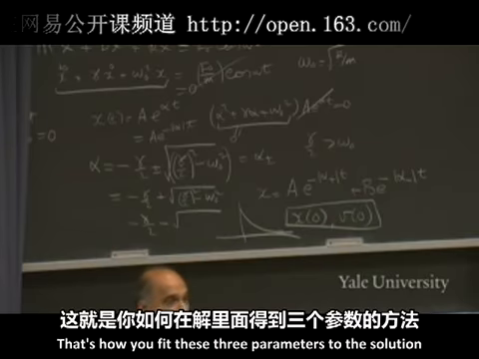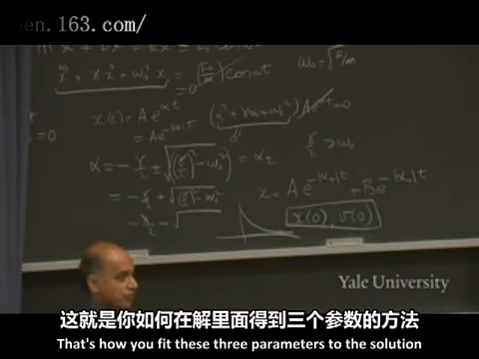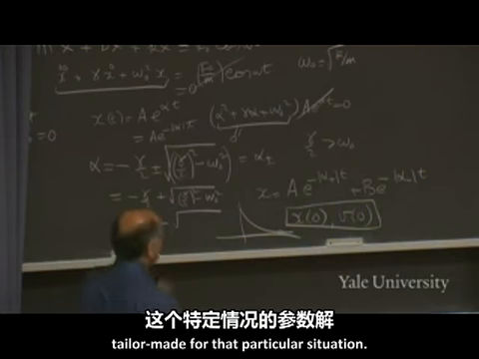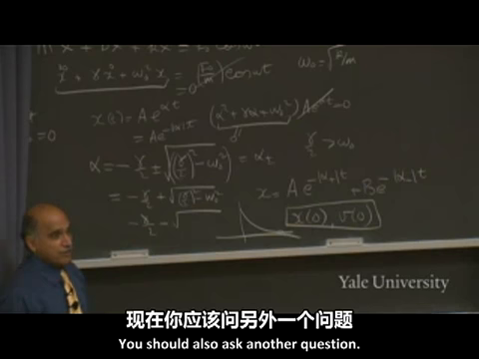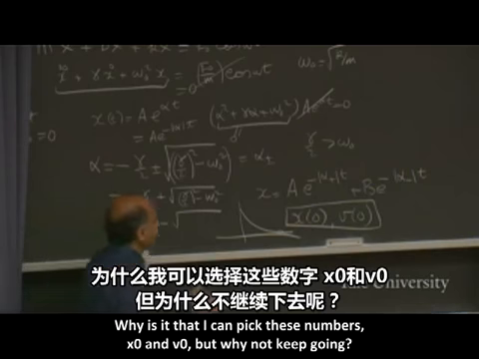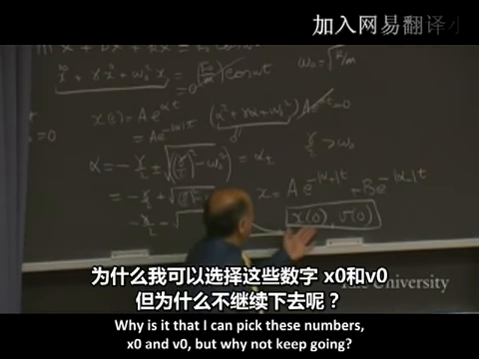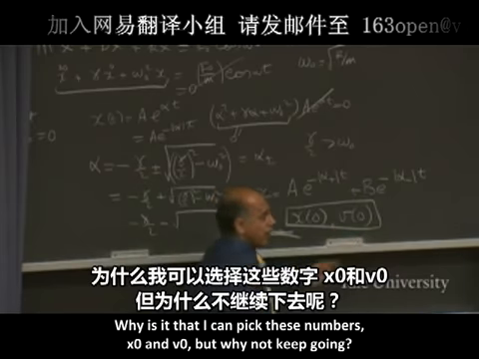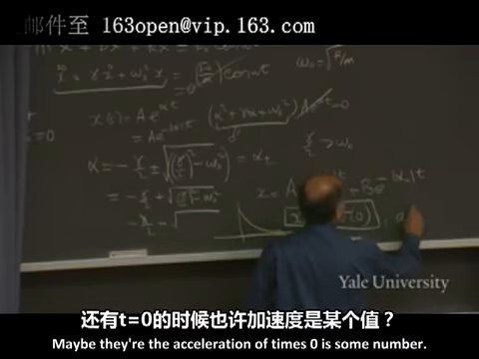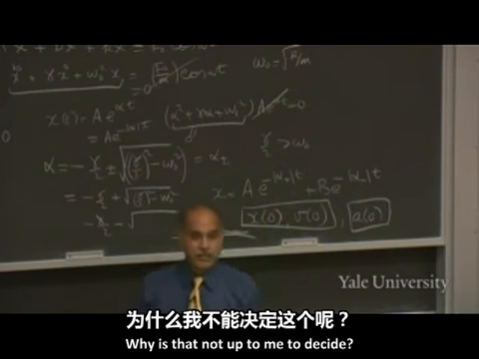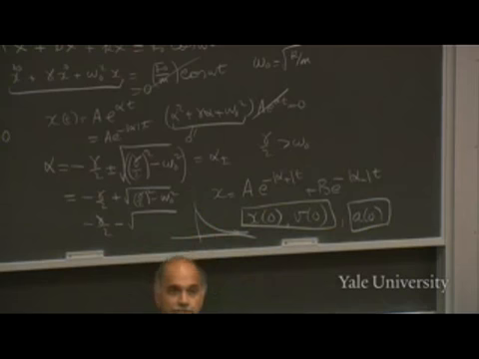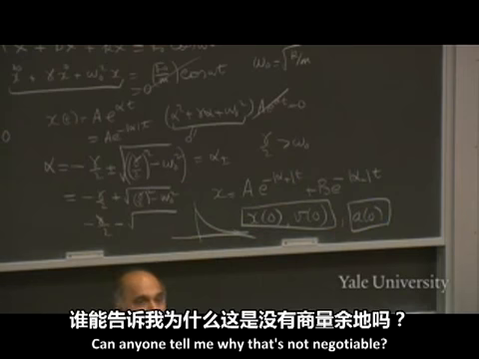That's how you fit these free parameters to the solution tailor-made for that particular situation. You should also ask another question. Why is it that I can pick these numbers, x naught and v naught, but why not keep going? Maybe the acceleration at time 0 is some number. Why is that not up to me to decide? Can anyone tell me why that's not negotiable?